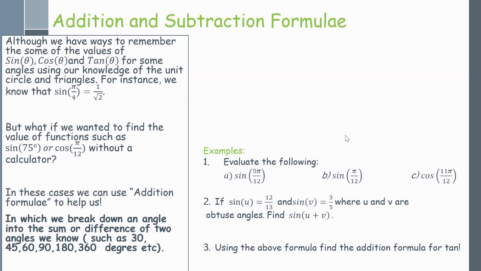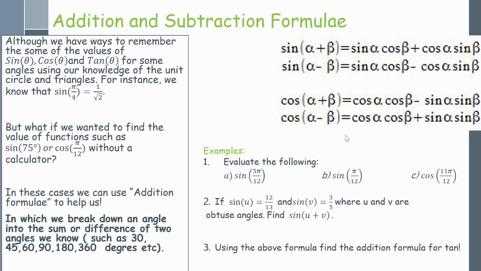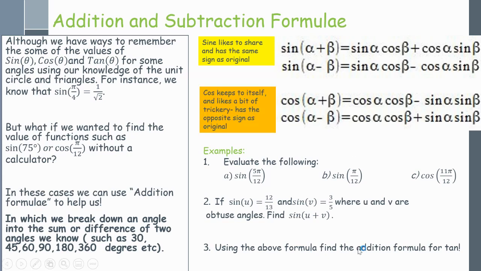So what if we wanted to find the values of functions such as sine 75 degrees or cos pi on 12 or 15 degrees without a calculator? In these cases, we can use the addition formula to help us. What we do is try to break down an angle into the sum or difference of two angles that we know, such as 30, 45, 60, 90, 180, or 360 degrees. Let's have a look. We have a formula for sine, cos, and tan.